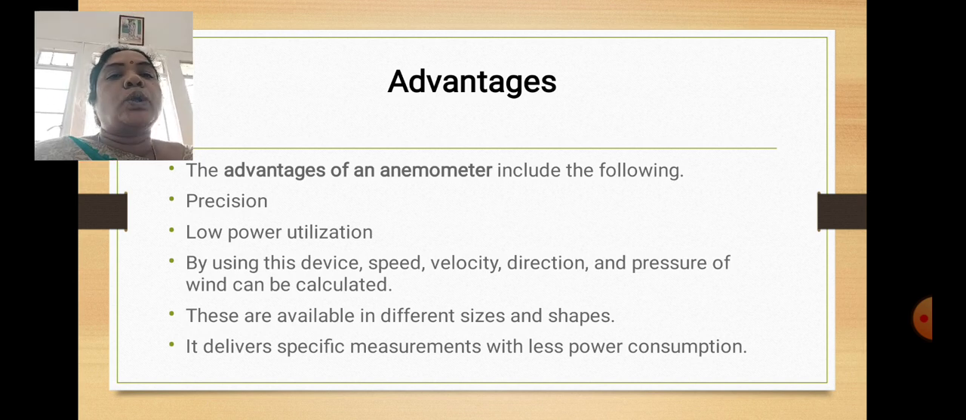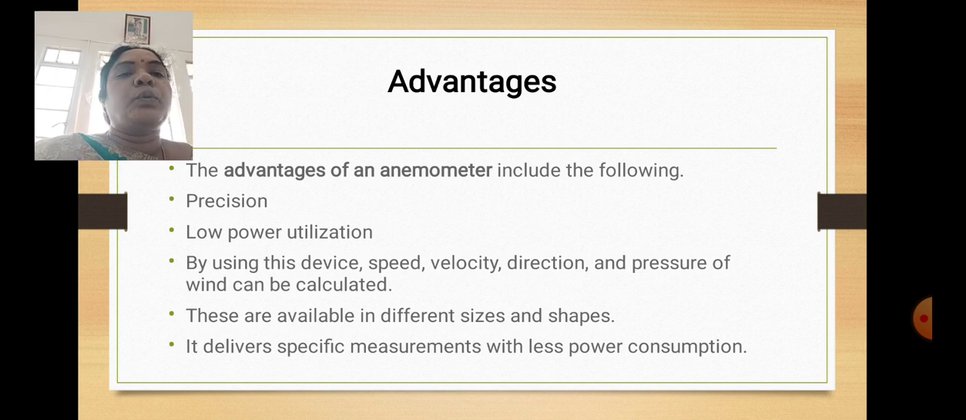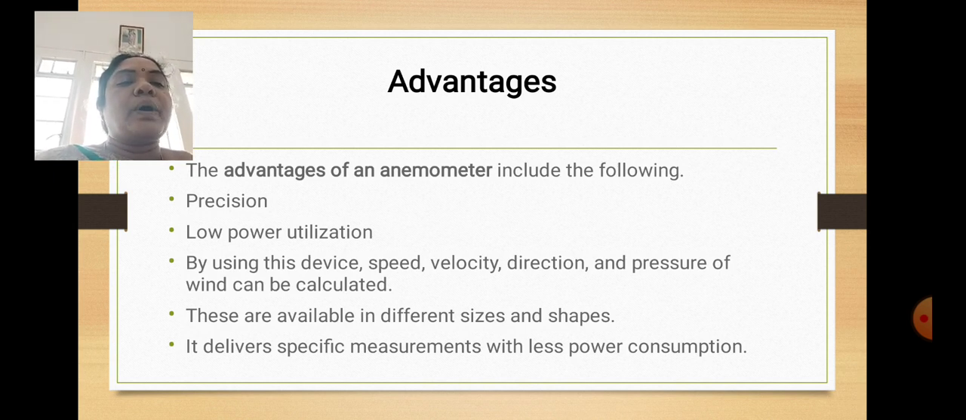Next, let's see the advantages of an anemometer. The advantages of an anemometer include the following points. The first one, it has good precision. Next one, it has low power utilization. By using this device, the speed, the velocity, the direction, and the pressure of wind can be calculated. These are available in different sizes and shapes. It delivers specific measurements with less power consumption.